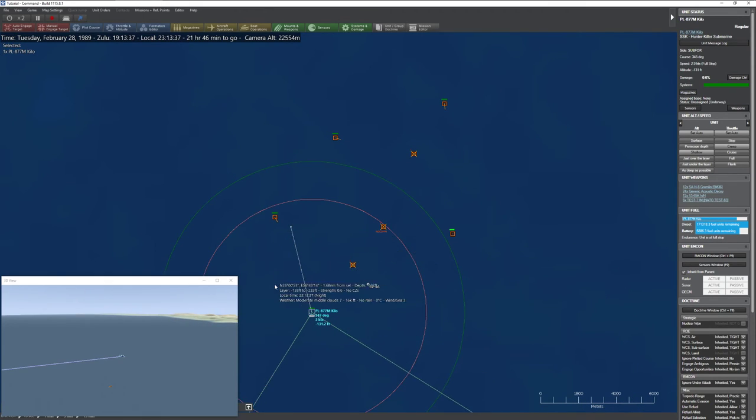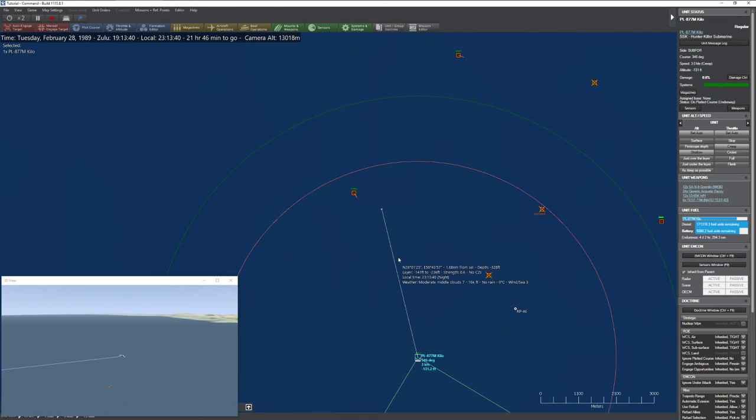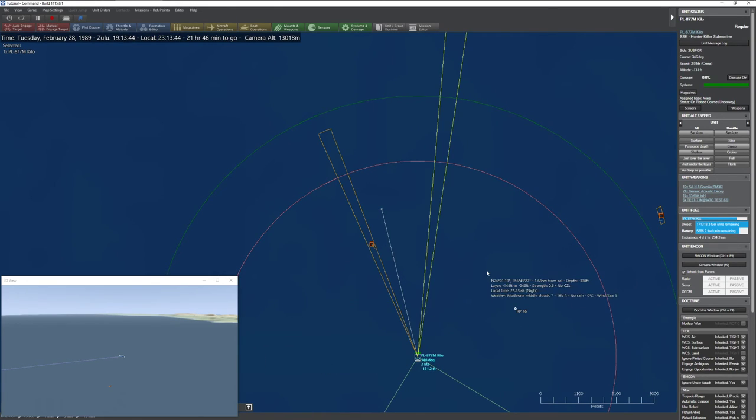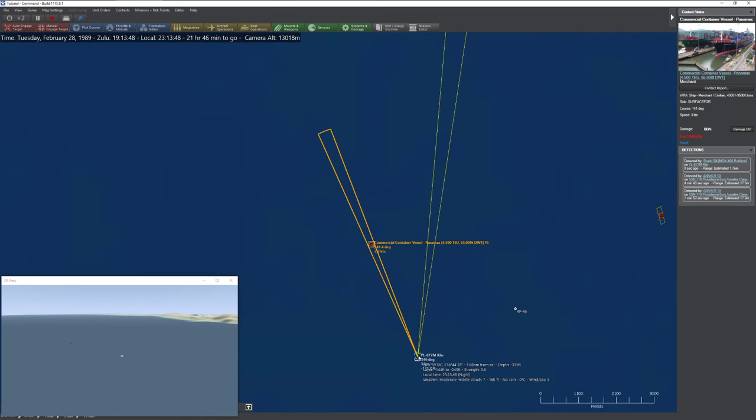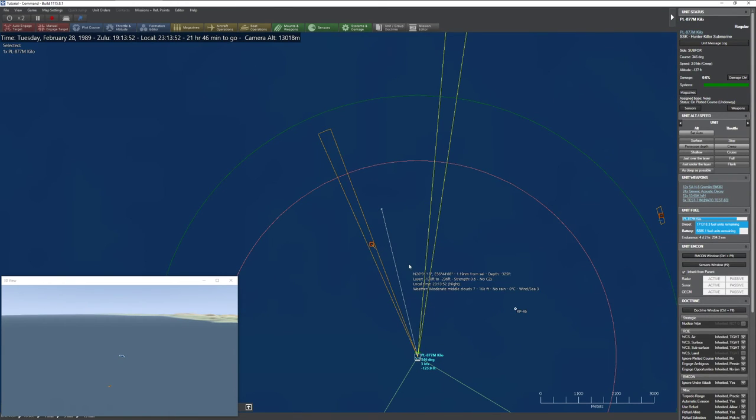Again, we're cheating here to save some of the detection time. We could be zigzagging all afternoon trying to identify these guys. All right, we've got them identified. We need a slightly better firing solution than that. And of course, we don't know that there's no destroyer up there, but I'm going to bring them up to periscope depth to take a peek anyway.